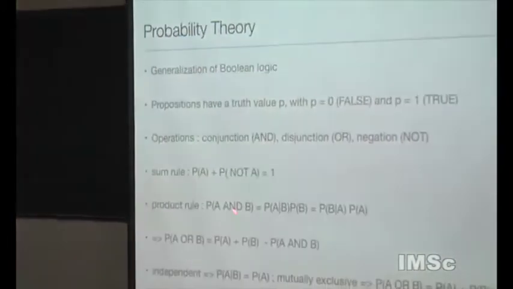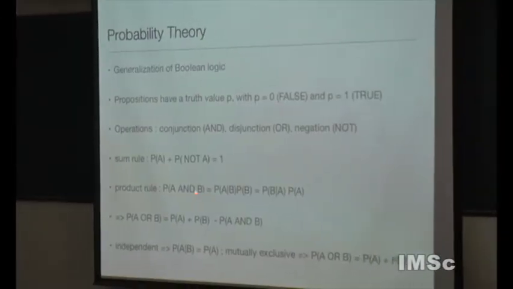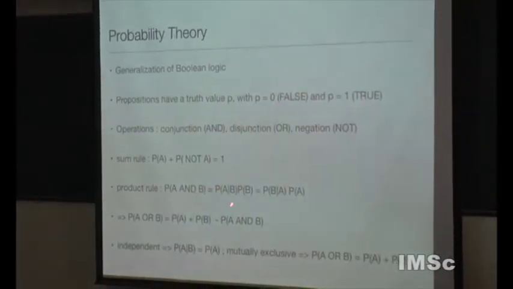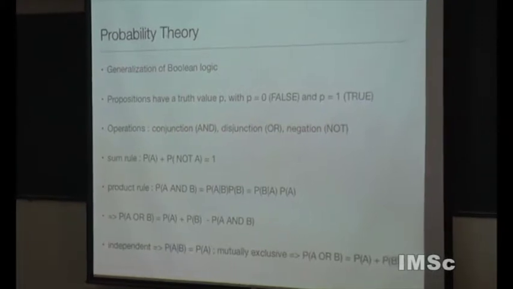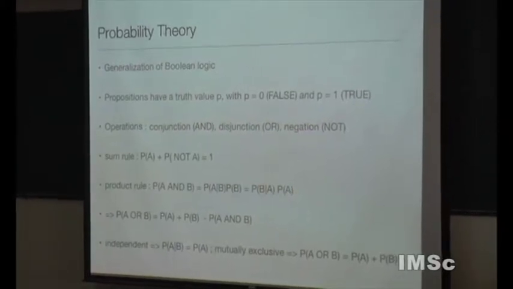Excluded middle. So P of A plus P of not A is equal to 1 is one of the first rules. And then the second rule is, what is the probability of A and B? And this time I've got it right. It's P of A given B times P of B, or it's P of B given A times P of A. And here this bar is a very important operator.